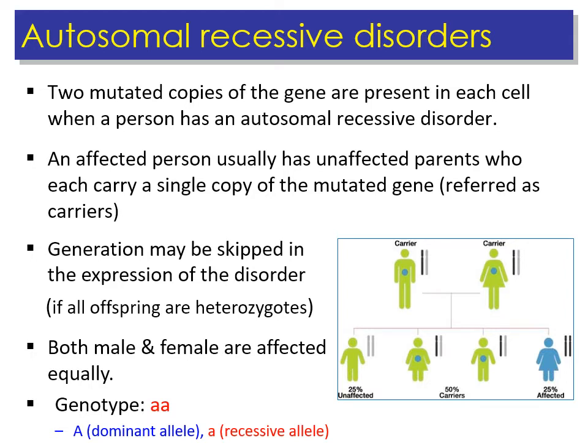Next is autosomal recessive disorders. Here are the characteristics for autosomal recessive disorders. A person requires 2 mutated copies of the gene to express the phenotype. An affected person usually has unaffected parents who are carriers, meaning each parent carries a single copy of the mutated gene. The expression of the disorder may skip generation, meaning it does not express in every generation. Both male and female are equally affected.